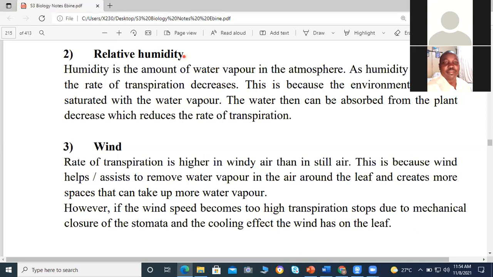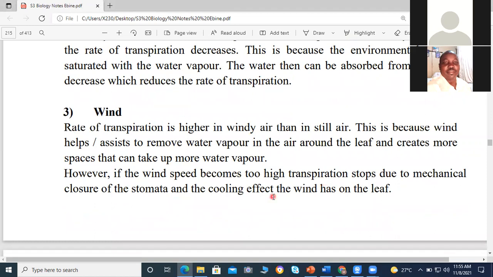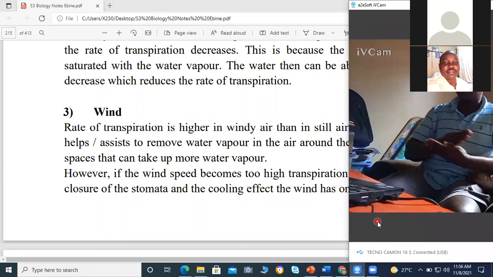Another one is wind speed. If the speed of wind is higher, it will blow off moisture as fast as possible. That blowing of moisture results in more vapor being removed from around the surface of the leaf. If the speed is too high, there is what we call a mechanical closure, which results in closure of the stomata. So the wind must be moderate, not too high, not too slow, but high enough to blow off any vapor that is produced. Once it is swept from the leaf surface, more water will be able to escape.